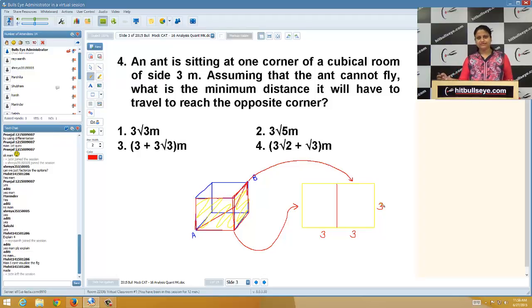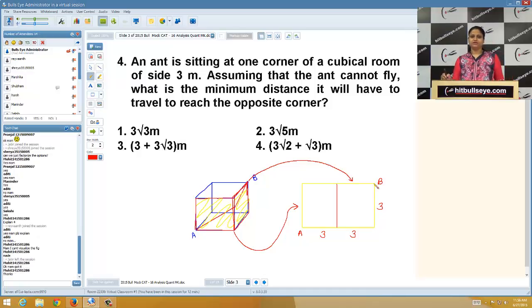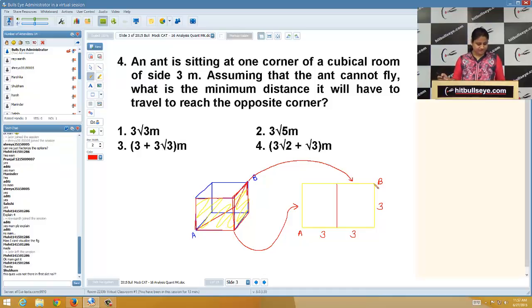And we want to take the minimum distance between A and B. So it will be a straight line, which is a diagonal of the new rectangle. Is it okay? Aditi, are you comfortable in that?